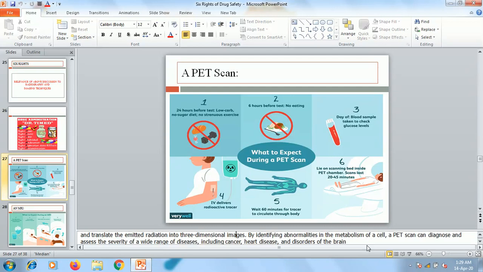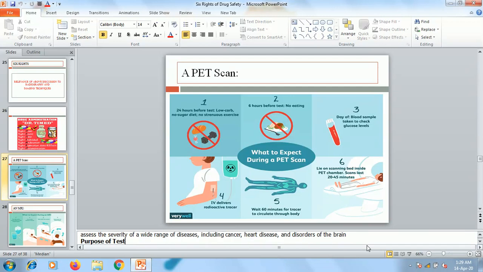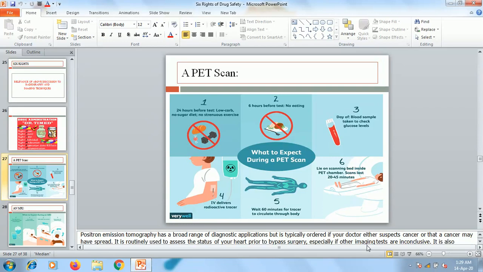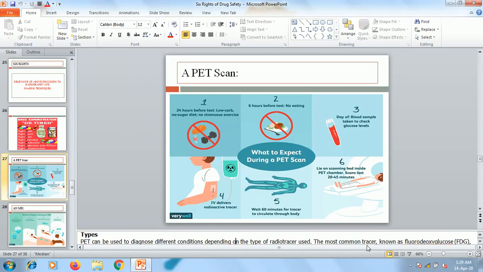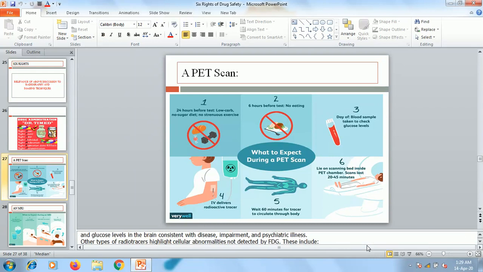So a PET scan can diagnose and assess the severity of a wide range of diseases including cancer, heart diseases, and disorders of the brain. But most of the time in Pakistan specifically, PET scan is being utilized in cancer hospitals. Shaukat Khanam and Inmol are conducting it. What could be the purpose of the test? There could be different types of PET scans, and the radio tracers all work.